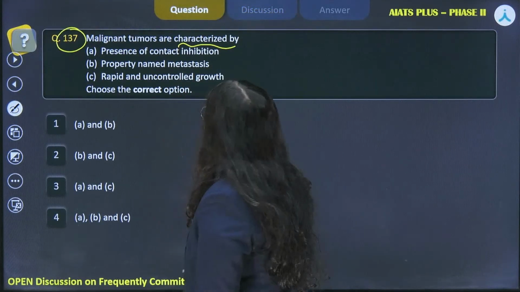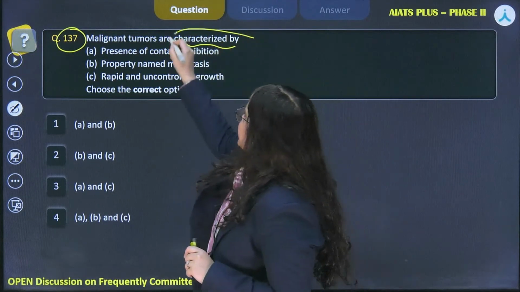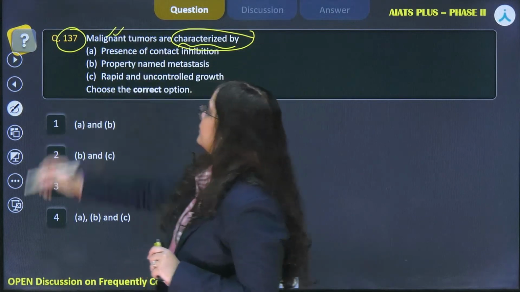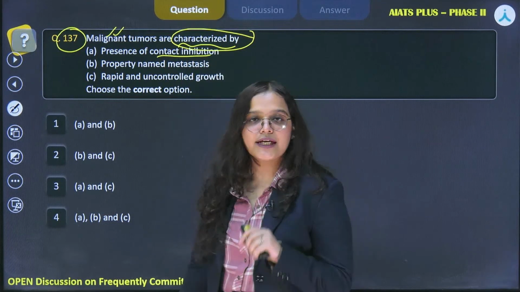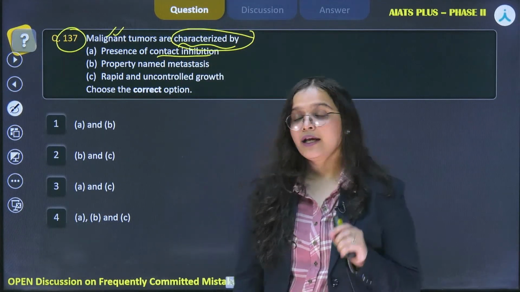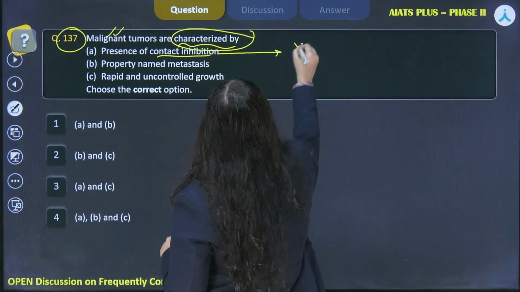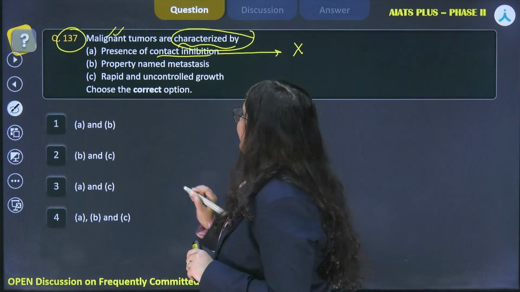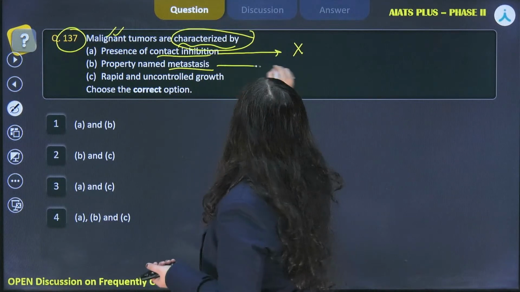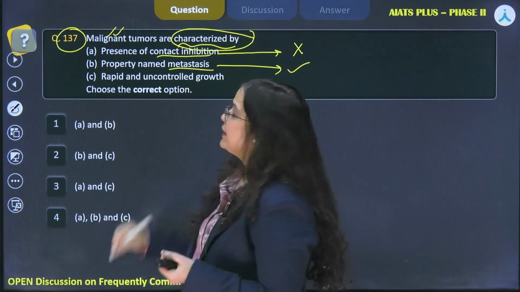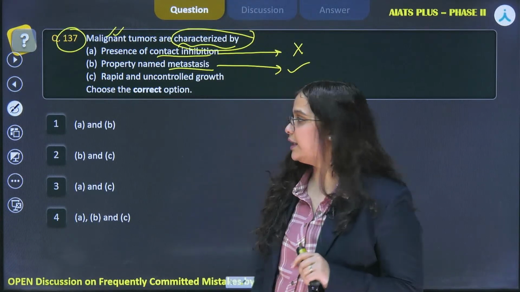And our question demands that we need to choose the characteristics of a malignant tumor. So A is given to be presence of contact inhibition. So we saw that contact inhibition is exhibited by normal cells and not malignant cells. Therefore, A is incorrect. B states property named metastasis, as we already discussed and saw in the diagram as well, that malignant tumors exhibit the property of metastasis. So we'll include B in our answer.